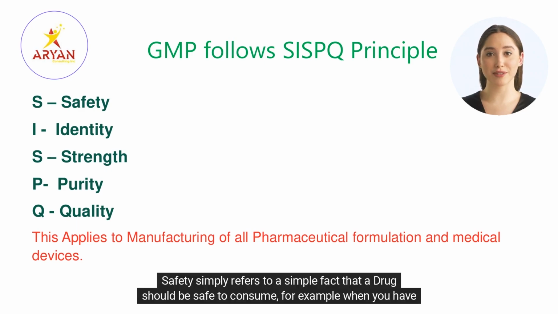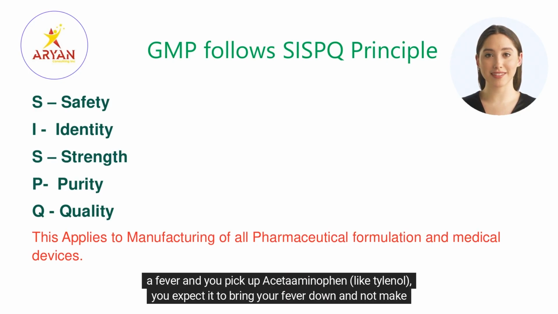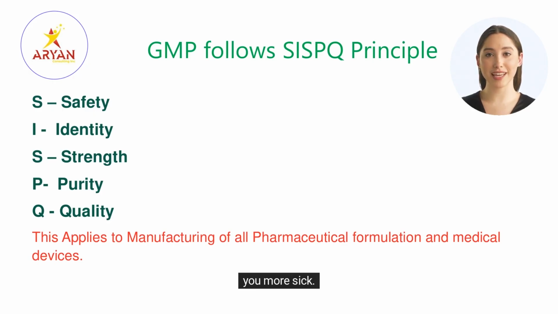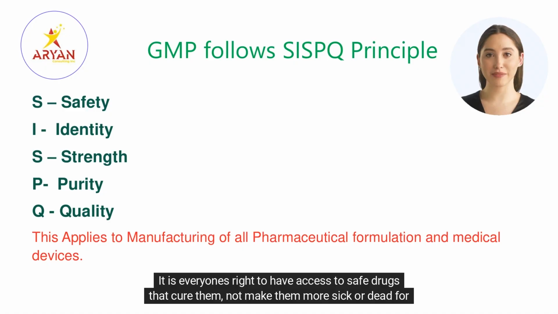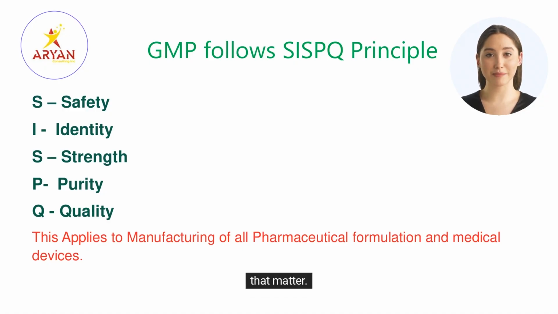Safety simply refers to the simple fact that a drug should be safe to consume. For example, when you have a fever and you pick up acetaminophen, like Tylenol, you expect it to bring your fever down and not make you more sick. As simple as that. It is everyone's right to have access to safe drugs that cure them, not make them more sick or dead for that matter.